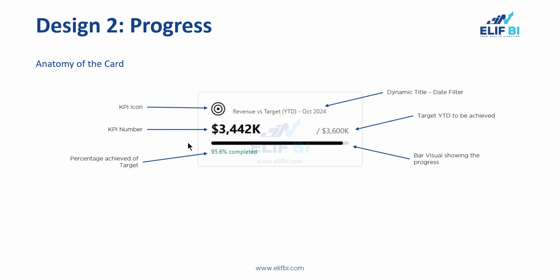So how does our focus work? We look at the main number and then we look at this bar visual. We see, okay, what is the target that is to be achieved? We are missing some of it. How much is it? And following that F pattern, we can also see the percentage completed.